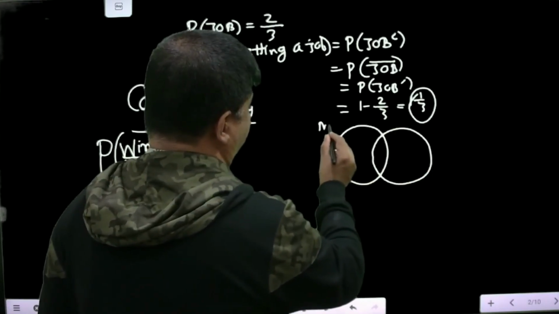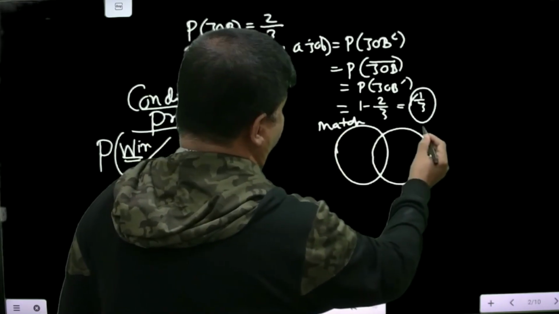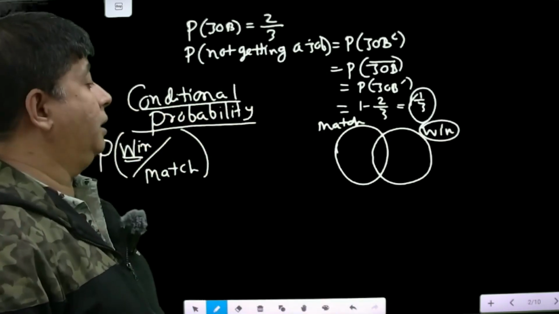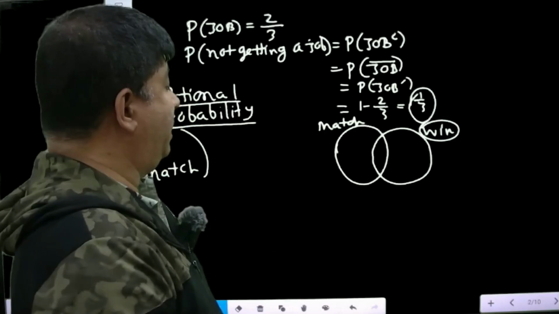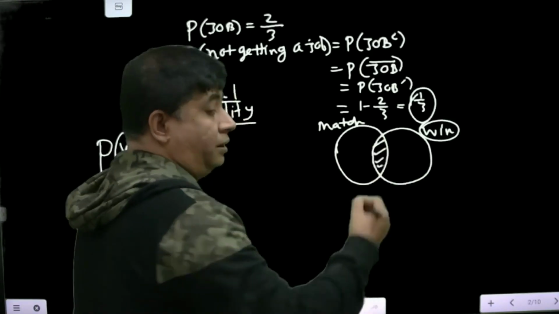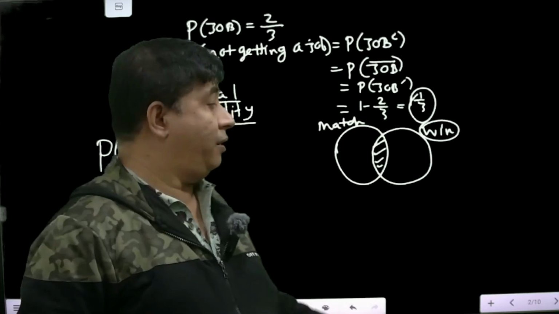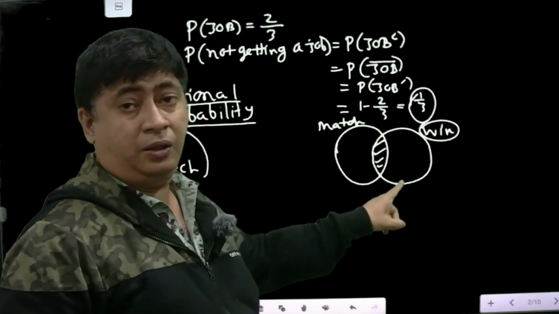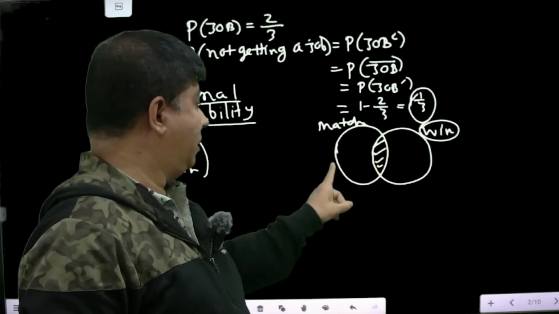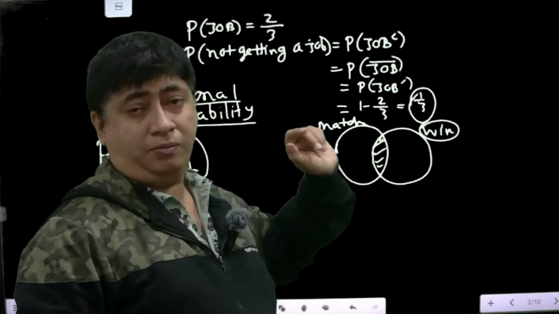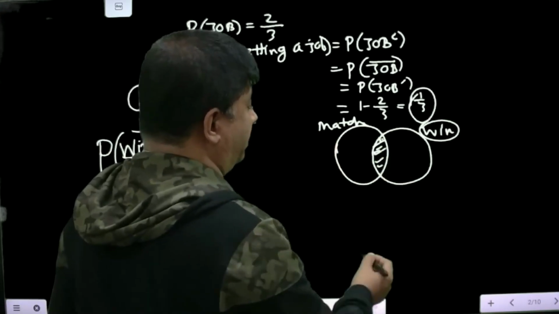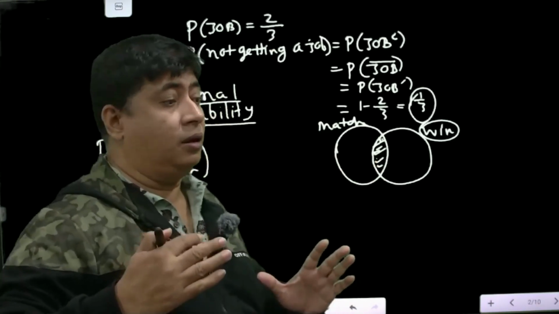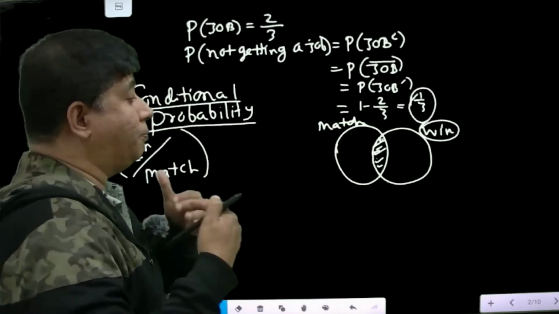That is match and that is win. Okay? That is match and win. See, this region depicts what? The winner of the game who had taken part in this match. Yes or no? That is both. This part is both. It depicts the condition of occurrence of both the events.